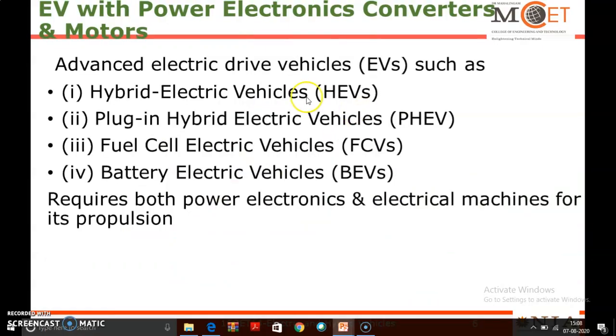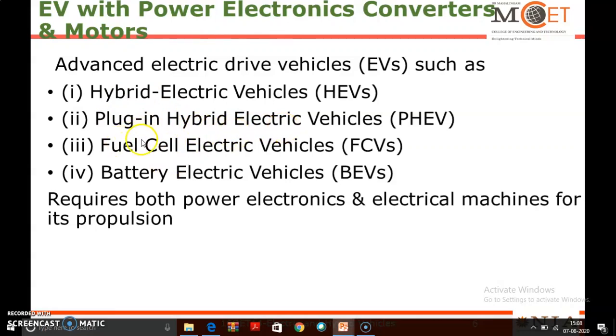Next, the available forms of electric vehicles. First, the hybrid electric vehicles. Hybrid electric vehicles comprise both the conventional system and the electric vehicle system. Next is the plug-in hybrid electric vehicle. In order to charge the electric battery inside the hybrid electric vehicle, we need to plug into the charging stations or a charging system, and that is said to be the plug-in hybrid electric vehicle.